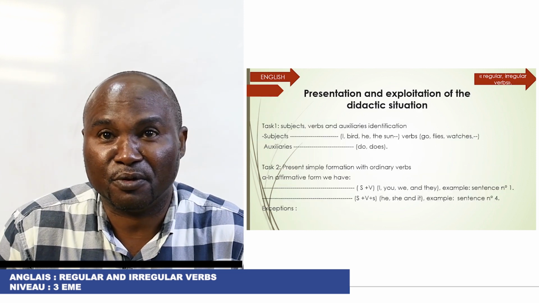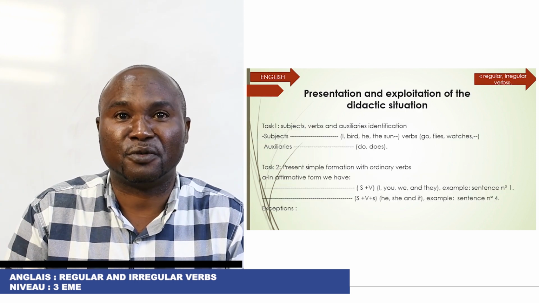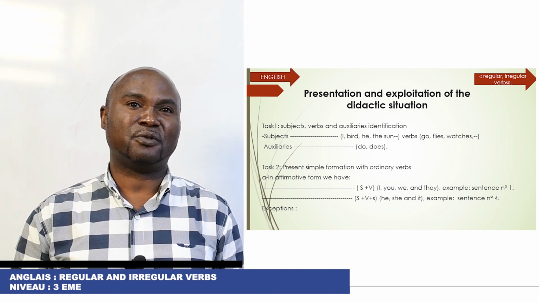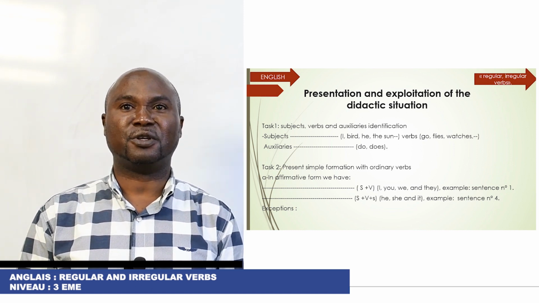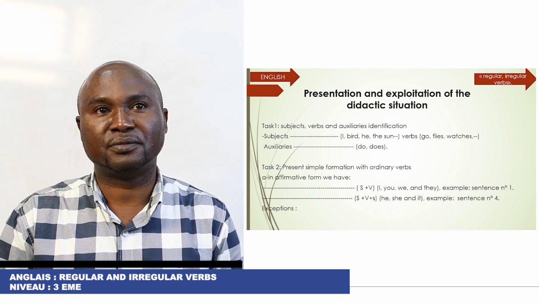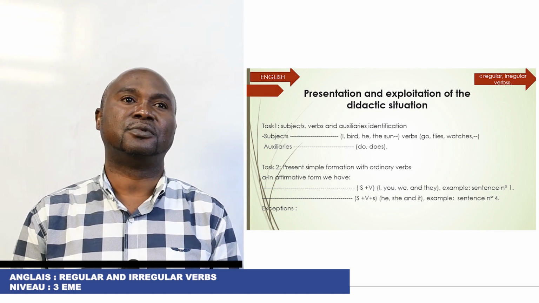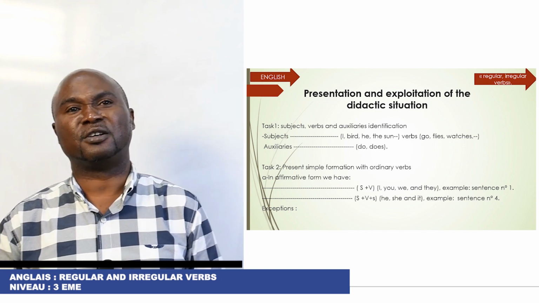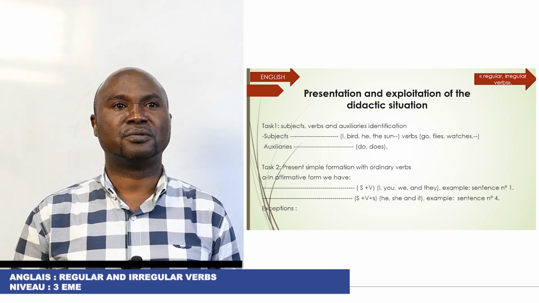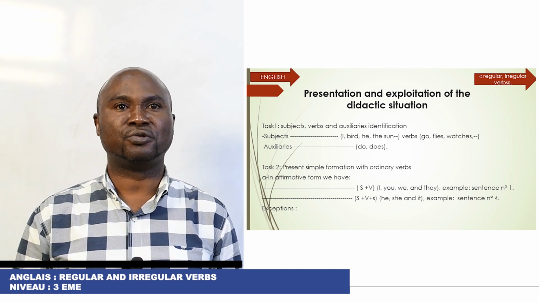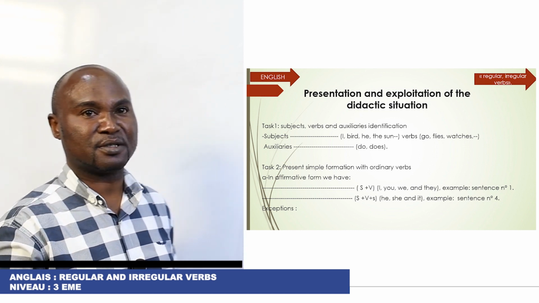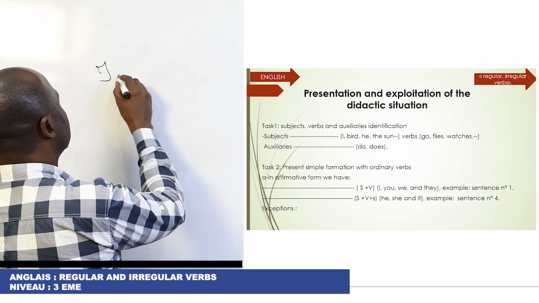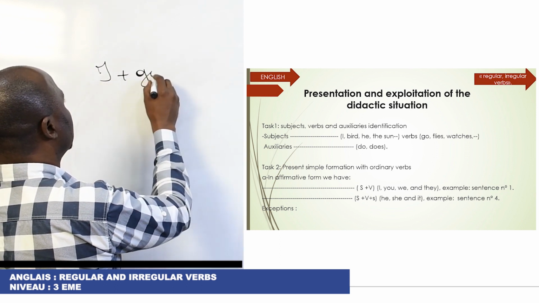Let us examine the following model sentences from the different questions below. Question 1. Where do you go on Sundays? Answer: on Sunday I go to church. In this answer, the subject is I plus the verb go.